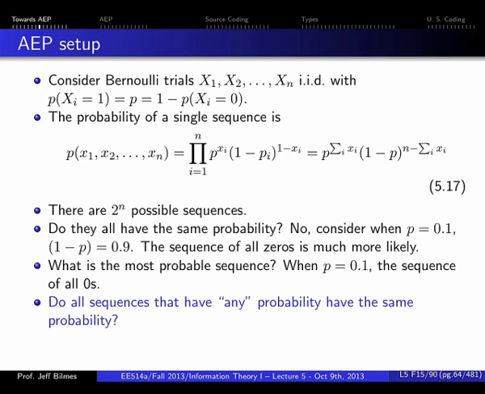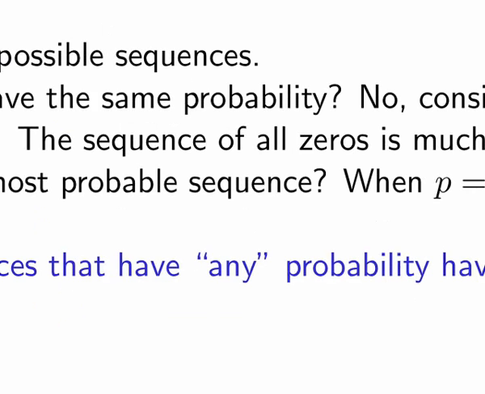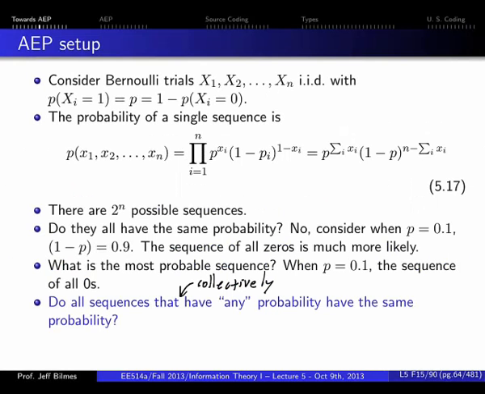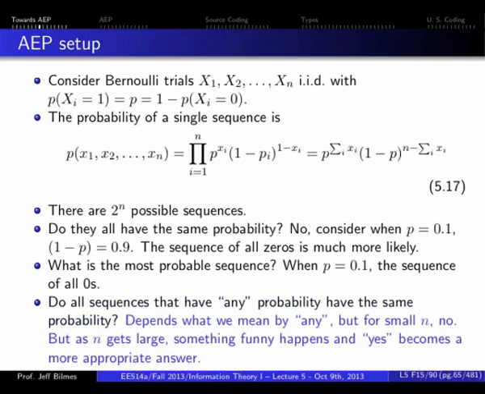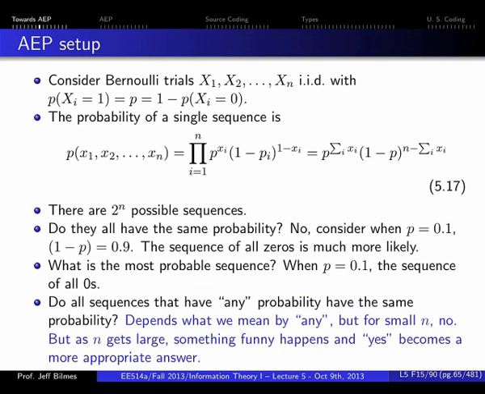And it's a little bit of a funny way of answering the question, so I can crispize this by adding the word collectively. Do all sequences that collectively have any probability have the same probability? What do you think the answer to that is, based on what we just said? This answer is in the previous slide. So what's the answer? Yes, the answer is yes. All sequences that have any probability have the same thing. But what we really want to quantify is what do we mean by any, right?